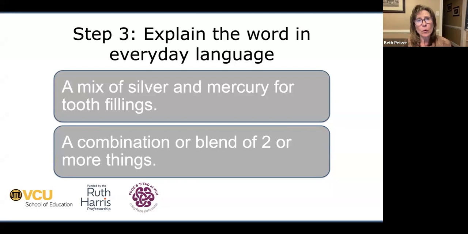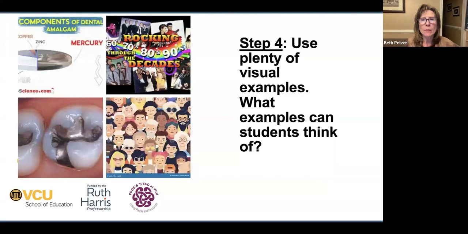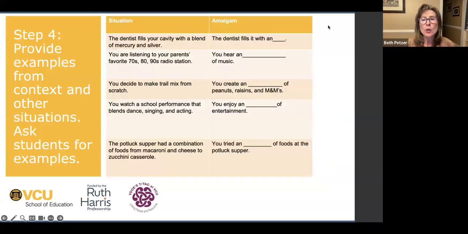And now we're ready for step 4, which is using lots of examples. Lots of visual examples. So we have my music example up there, the amalgam, the mix, and then also my other example is an amalgam of cultures and ages. What other examples can your students think of? See if you can get them, and maybe they need a little perking up. Maybe they can't just do it off the top of their head. So you can set them up with situations, and you're giving them examples still, but it helps to light a fire.